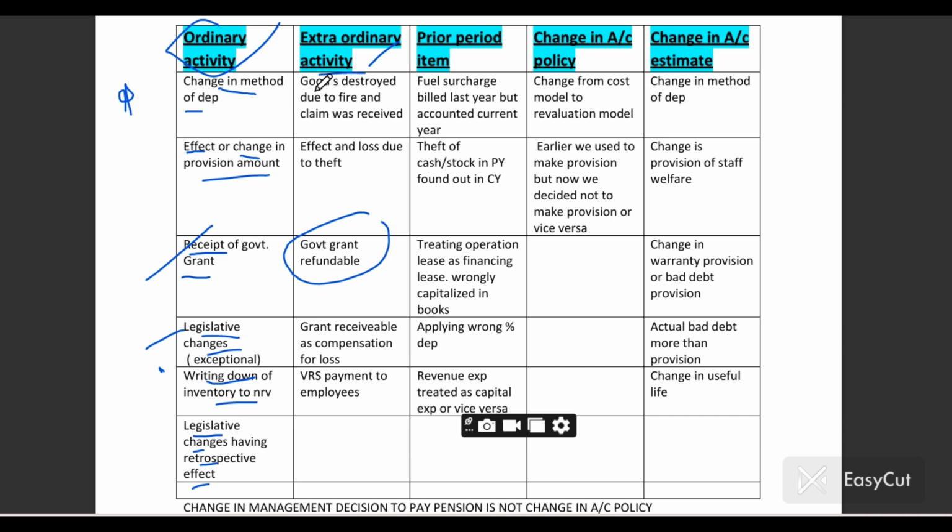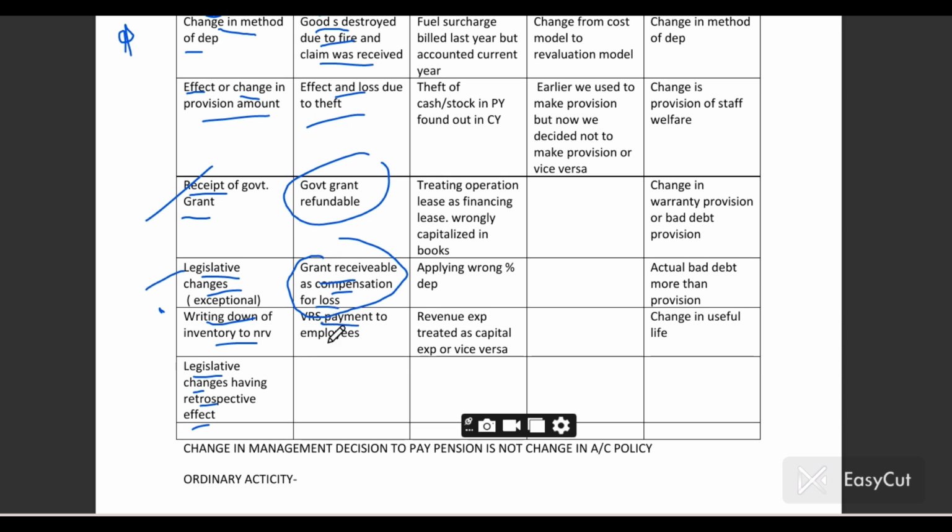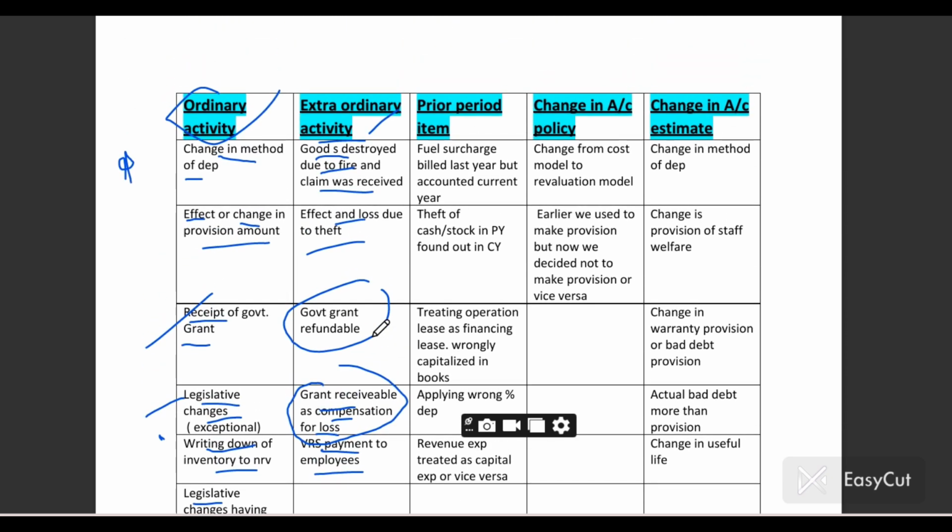Now extraordinary items: if goods are destroyed due to fire and a claim was received, it is an extraordinary activity. A loss due to theft is also an extraordinary activity. If grant is received as compensation for loss, receipt of grant is an ordinary activity, but grant receivable as compensation for loss is not in the regular course of business. So this is an extraordinary activity. VRS payment to employees, voluntary retirement scheme payment, is also an extraordinary activity.